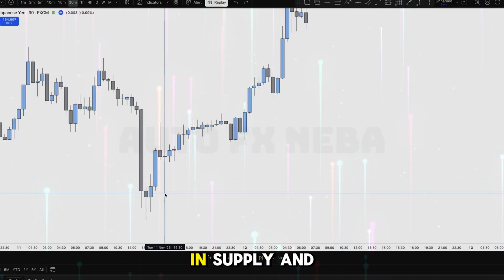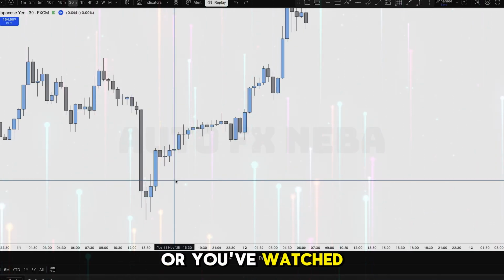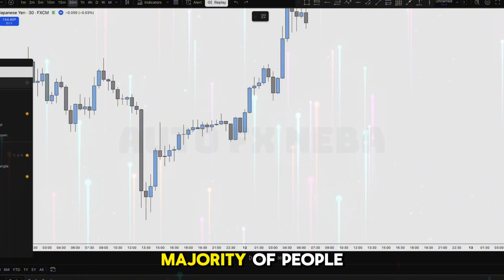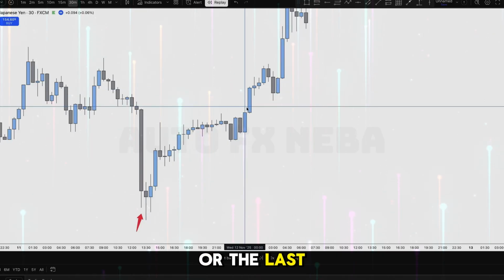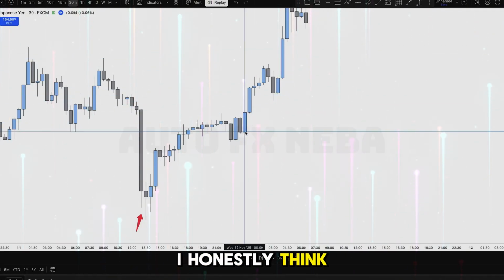If you've been in supply and demand trading for some time, or you've watched pretty much any video about it, the majority of people use the simple rule, the last down candle before the up move or the last up candle before the down move. I honestly think this is okay.